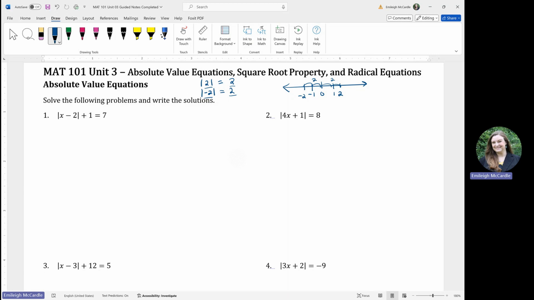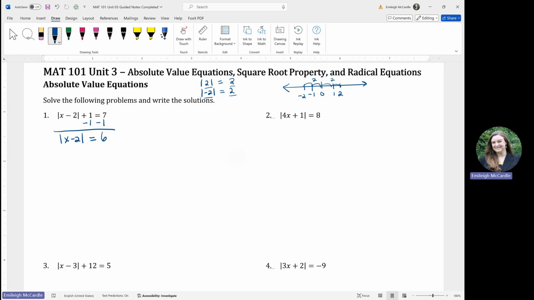So in order to do that, we're going to subtract 1 from both sides. This is using those same linear equation rules that we used in Unit 1. This is going to give us the absolute value of x minus 2 equals 7 minus 1 is 6.